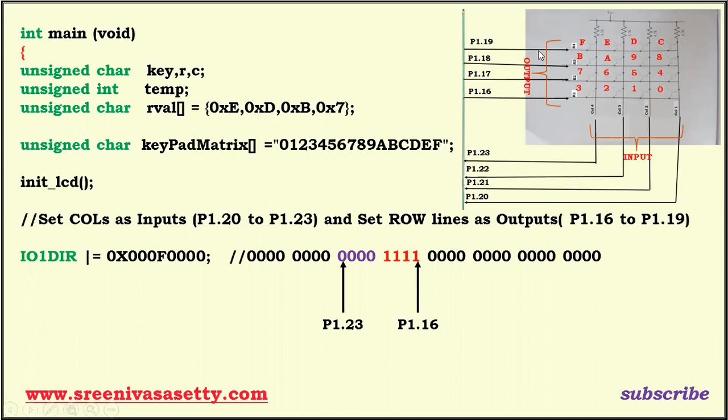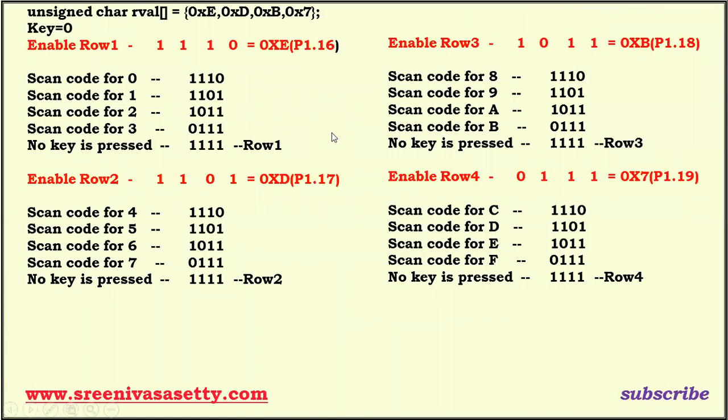Suppose 1, 1, 1, 0 indicates row 1 is enabled. 1, 1, 0, 1 means the second row is enabled. 1, 0, 1, 1, the third row is enabled. 0, 1, 1, 1, the fourth row is enabled. For that purpose, just listen here. To enable row 1, we need this data. We are using P1.16 for row 1. The hexadecimal equivalent of this number is E.